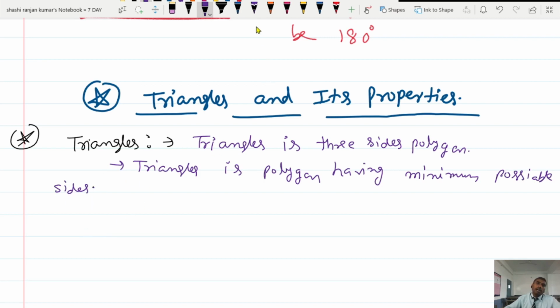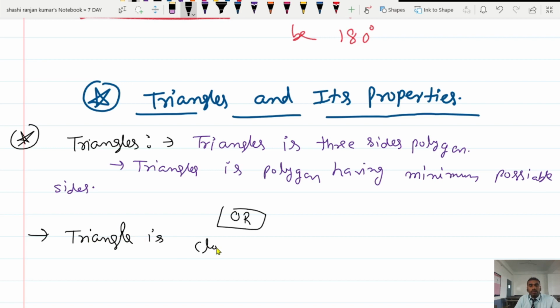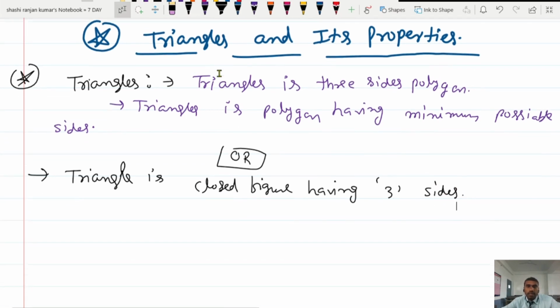There are other definitions also. Other definitions of triangles are also there. So we can define the triangle in this way also. A triangle is a three-sided closed figure. So a triangle is a closed figure having three sides. So this is known as what? Triangles. Okay.